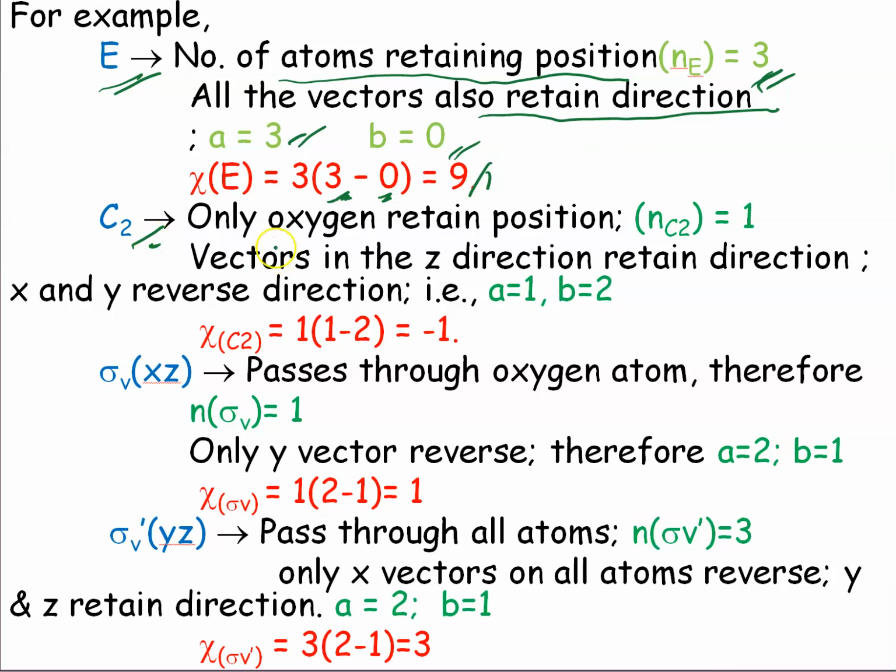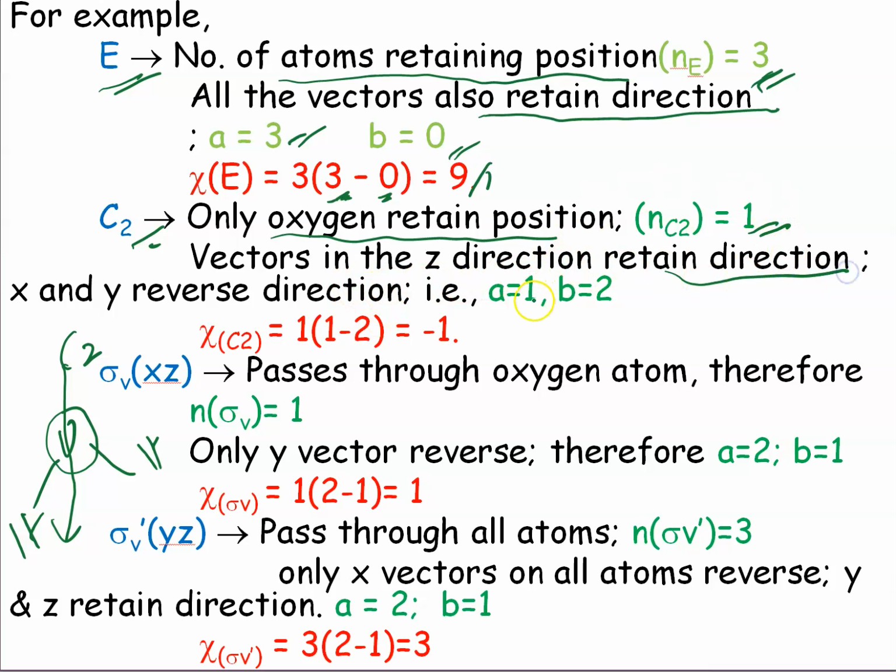C2. C2 passing through oxygen. Only oxygen retains position. Because in the case of C2, this is a water molecule, the C2 axis passes through oxygen. So only oxygen retains position, and C2 is actually C2 z. Okay, so only the Z coordinate retains direction, X and Y reverse direction. Therefore, nr is equal to 1 and the vector in the Z direction retains direction. So a is equal to 1, X and Y reverse direction.